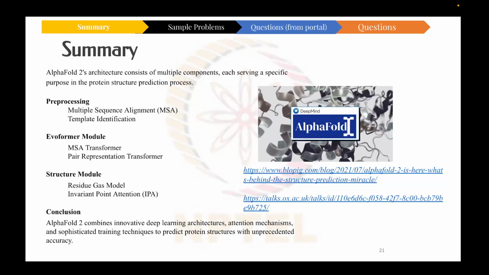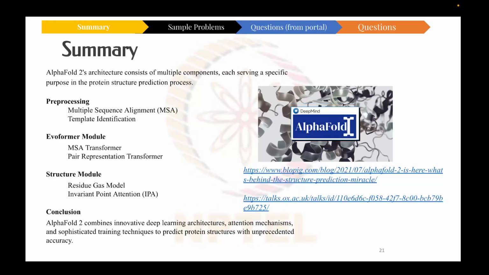So we have some steps. The first step is pre-processing. AlphaFold compares the input amino acid sequences with sequences from the database to identify similar ones, detecting correlated mutations and patterns. It also identifies proteins with similar structures to derive structure information. Then it has the Evoformer module, which is a transformer type of module. First we have the MSA transformer. This transformer processes MSA data, extracting information about sequence variations and correlations.